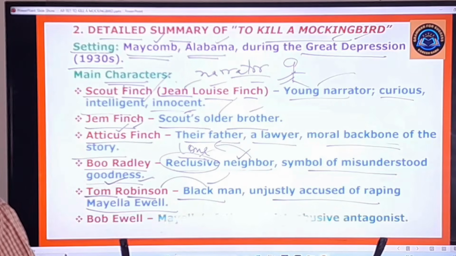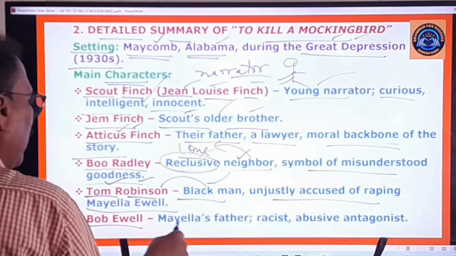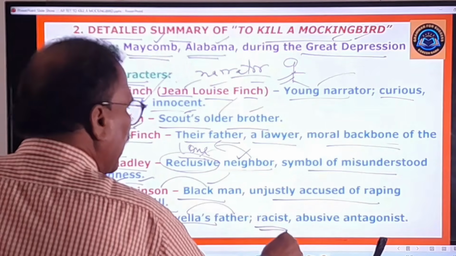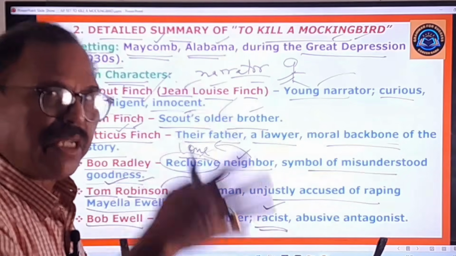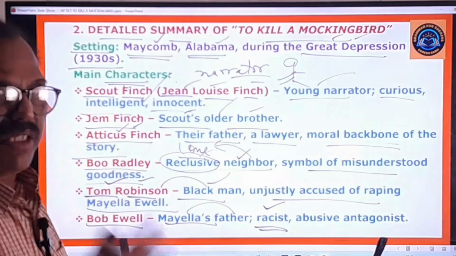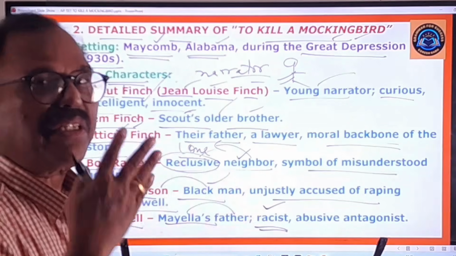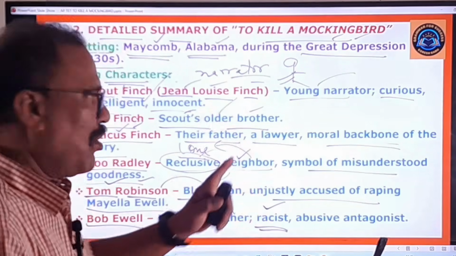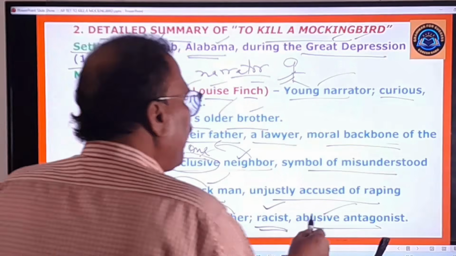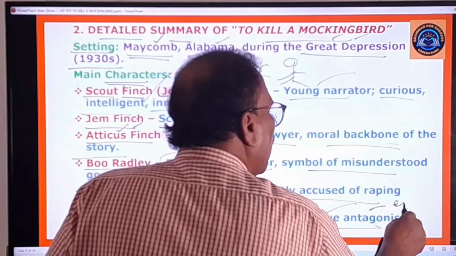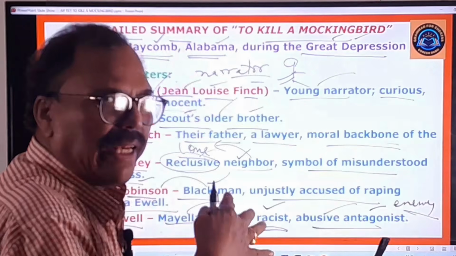And you go to the next character, Bob Ewell. This is Mayella's father, he was a racist. Racist means one who observes racial discrimination is called a racist. Okay, and abusive antagonist. Abusive means very offensive. Antagonist means enemy or a rival.